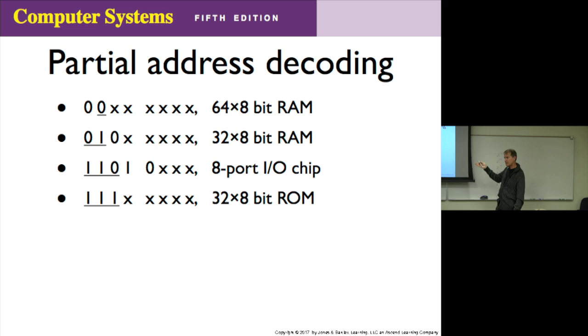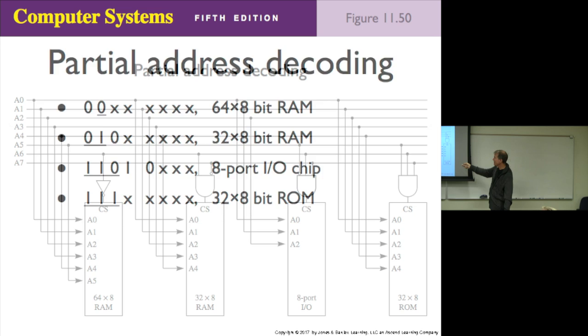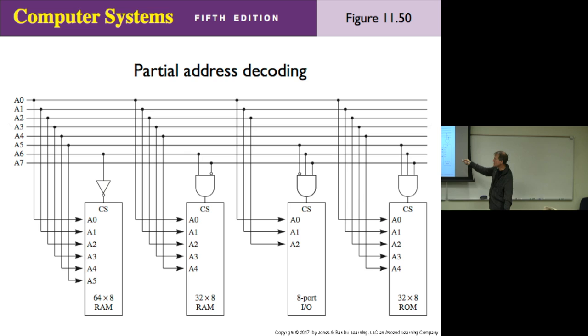And now look, how about selecting the 32x8-bit RAM? Well, before we had to test three address lines. We can get away with only testing two address lines. Why? Because the first two address lines are what for this 32x8-bit RAM? 01. Well, look, none of the other ones have 01. Do you see how we deduced that? None of the other ones have 01 for the first two address lines. So all we need is 01. We don't even have to test the third one. So let's go to figure 11.49 and see how we can do that. So look, we only need a two-input AND gate with a 0-1 on A7, A6 to select that chip.